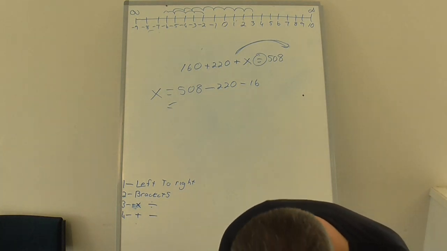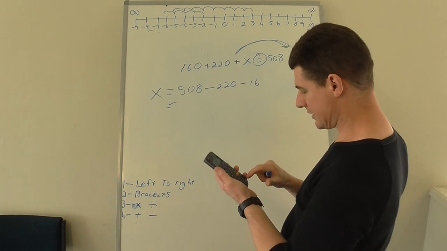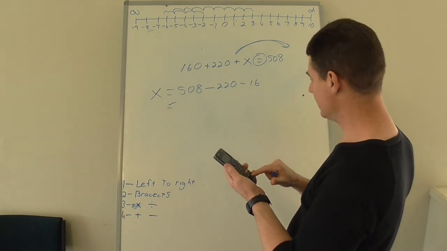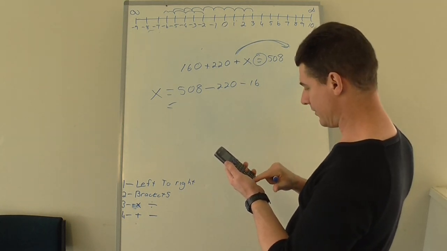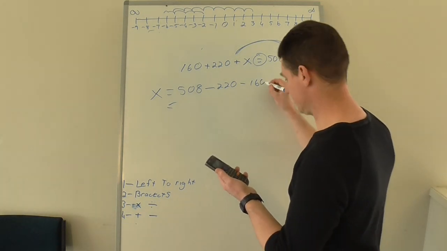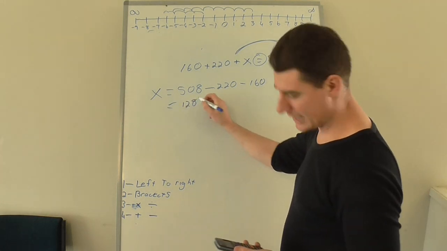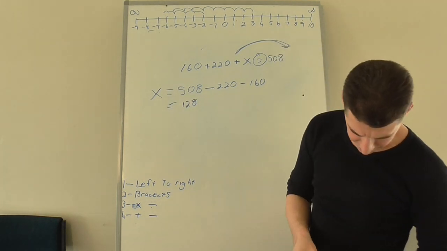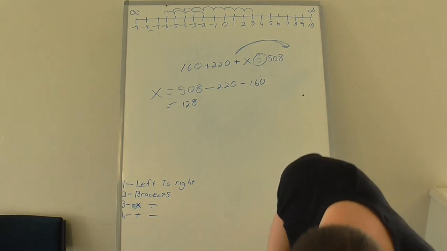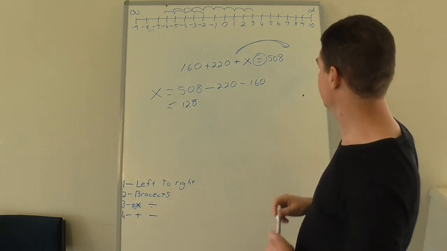Okay, so in other words, where's my calculator? So x is 508 minus 220 minus 160. Sorry, 160. So the answer is 128. So they sold 128 creamy lights on Monday.